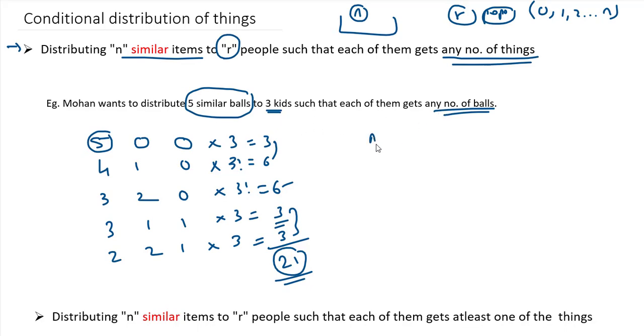By using the formula, it can be done in (n plus r minus 1) C (r minus 1) ways. So there are 5 balls.